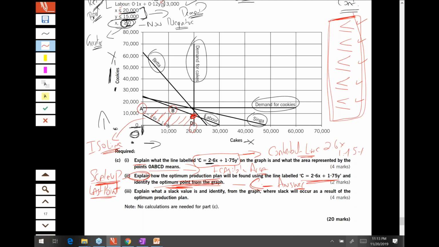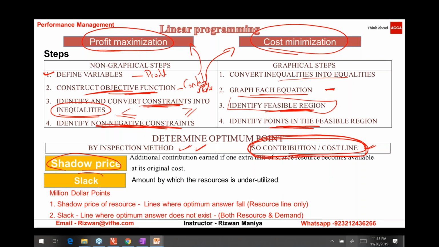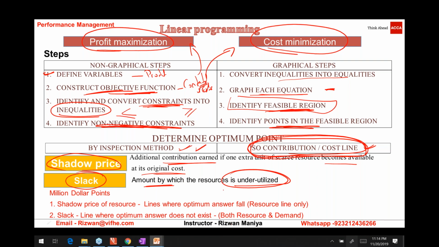Now the last shortcut I need to tell about is shadow price and slack. Shadow price is the additional contribution earned if one unit of a scarce resource becomes available at its original cost. Slack is the amount by which a resource is underutilized. You should know the background knowledge behind this. I'm not discussing the background knowledge. I'm just solving the question and telling you the technique to solve it easily.